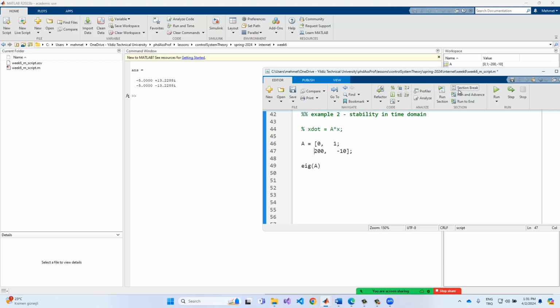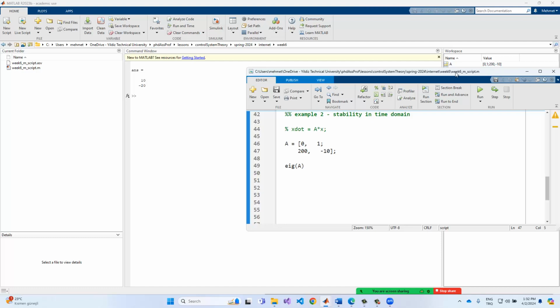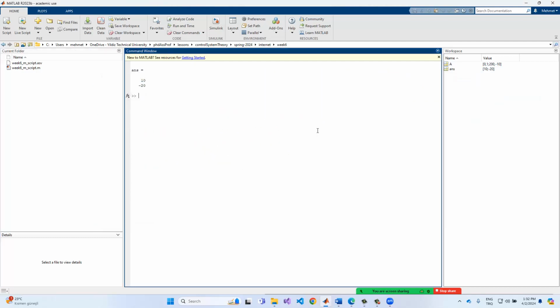But if I choose the positive value, we have 10 and minus 20, which means that we have one unstable pole, and this leads us to say this system is unstable. Okay, we can check our system parameters based on this information. Okay, any question?